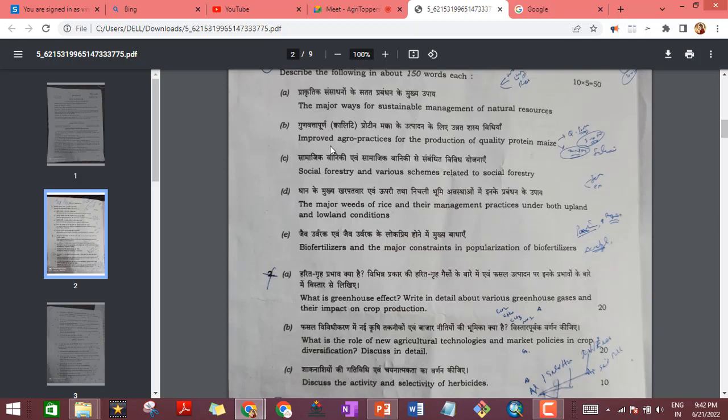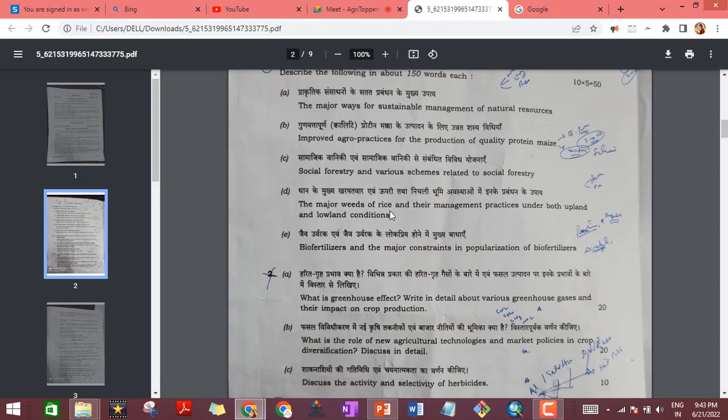answer. When they asked about improved agro practices for the production of quality protein maize, QPM, this is a very new question. First time they have asked in UPSC, but this is a very important question and a running topic in research. So definitely we should write. We should know that. Look at this social forestry and various schemes. When they ask about schemes, we need to give examples of the schemes in Haryana. Such schemes need to be given importance.